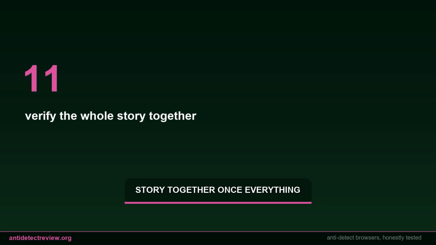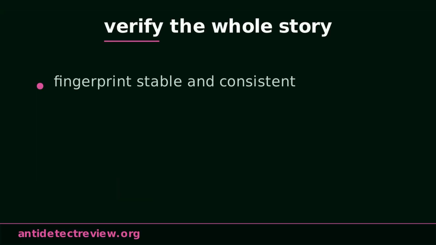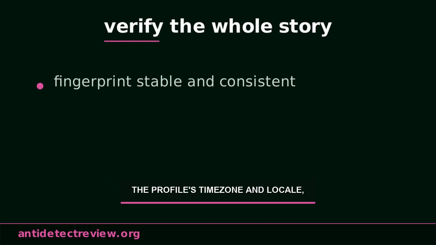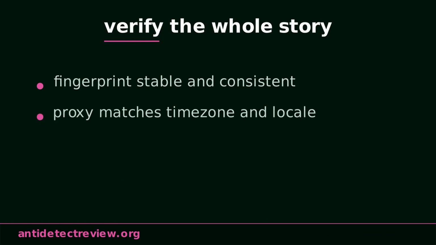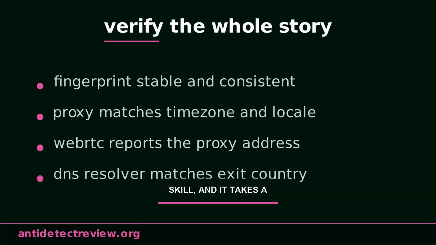Verify the whole story together. Once everything is attached, do one combined check rather than trusting each piece alone. Open the profile, confirm the fingerprint is stable and consistent on a public checker, confirm the proxy's geography matches the profile's time zone and locale, confirm WebRTC reports the proxy address, and confirm DNS does not leak. You are checking that the device story and the network story agree at every point they can be compared. That combined verification is the actual skill, and it takes a few minutes once you have the habit.